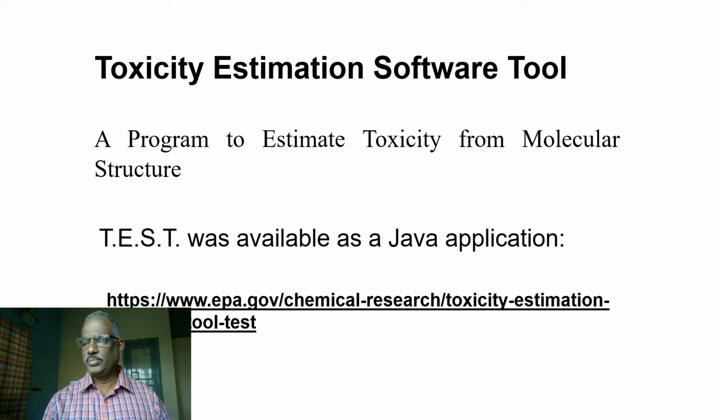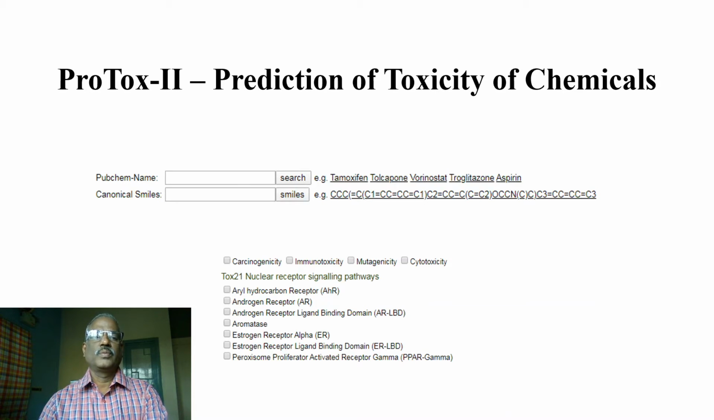The user inputs a chemical to evaluate by drawing it in an included chemical sketcher window, entering a structure from a text file, or importing it from an included database of structures. So this is also a very good software for the prediction of the toxicity of a particular compound. The third, which I am going to discuss, is Protox 2.